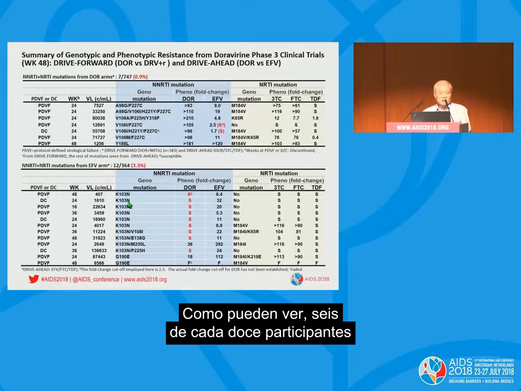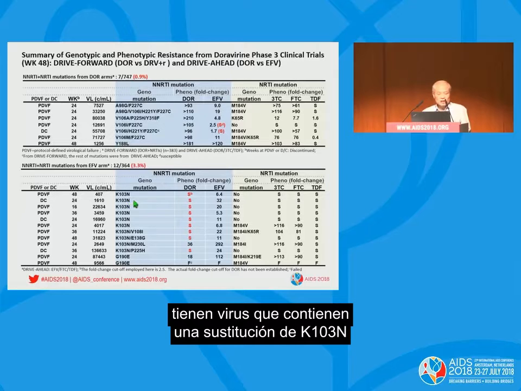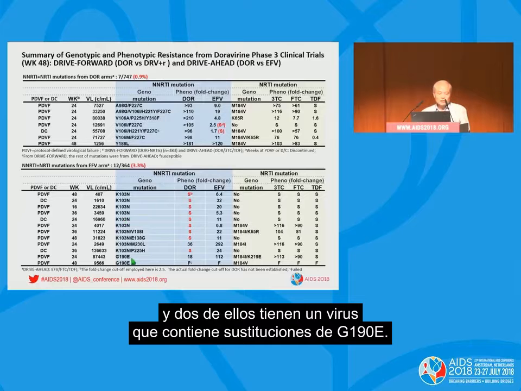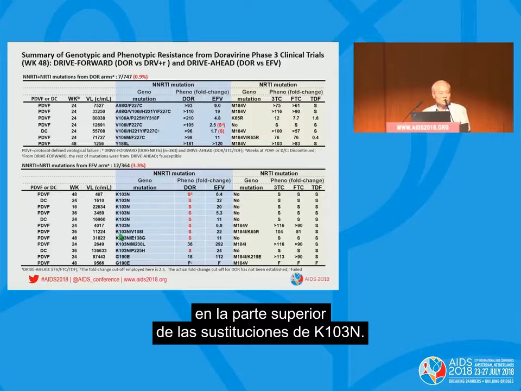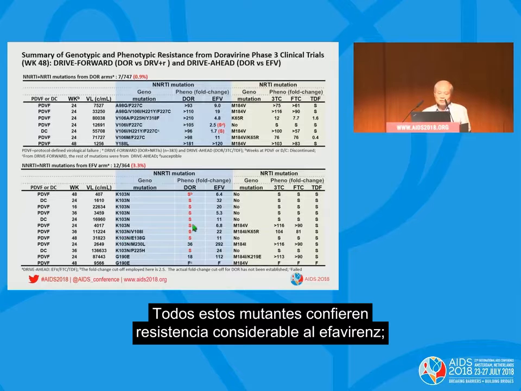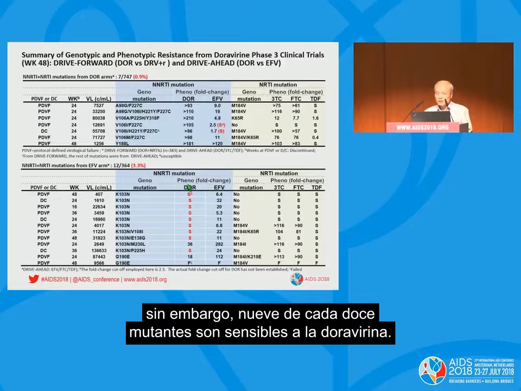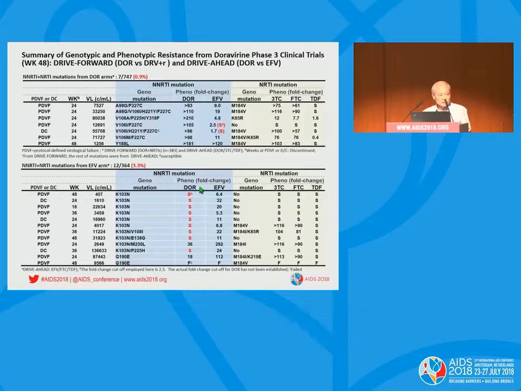As you can see, 6 out of 12 participants had virus containing the K103N substitution, and 2 of them had virus containing G190E substitutions. The remaining 4 had virus that evolved additional mutations on top of K103N substitutions. All these mutants confer significant resistance to efavirenz. However, 9 out of 12 mutants are susceptible to doravirine.